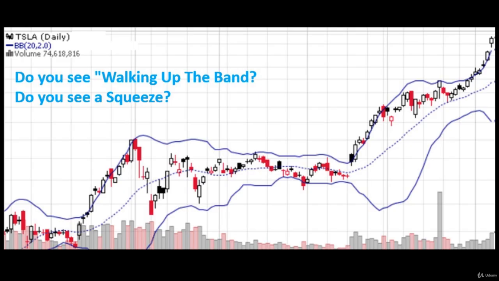Do you see places on this chart where it might be walking up the band? And also, think about whether there is a part where the bands are getting closer together, where they're squeezing together, otherwise known as the squeeze. There might be one definite place, but there's another place where it's squeezing together too. So we're looking for walking of the band and squeezing of the band. All right, let's take a look and see what we see here.